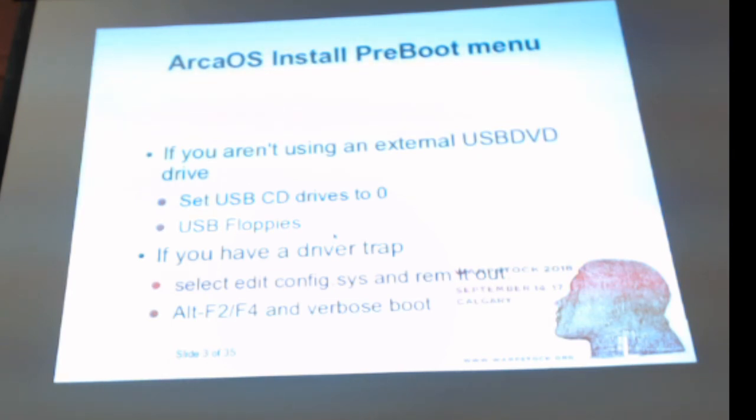A few things about ArcaOS installed. Just a couple things to look at. It automatically installs one CD drive, which gives you a phantom drive. So if you don't have a USB drive, you probably want to go in and not have it do that. Also, a few people couldn't get USB floppies to work. That's because it doesn't install any. It has to specify floppies, one or more than one. So if you're trying to use a USB floppy, you have to make sure you go in and change that.